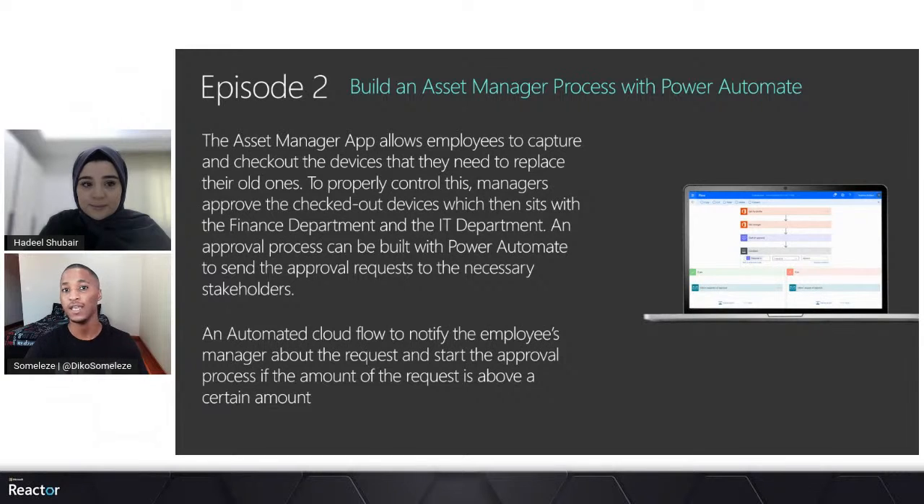An approval process can be built using Power Automate to send an approval request to the necessary stakeholders. In this case, it would be the manager or also the IT department or the finance department. In our series, we're just looking at the base level, which is the manager. So how can we best build a solution for that scenario? We can build an automated cloud flow to notify the employee's manager about the request and start the approval process if the amount of the request is above a specific amount. We touched on this a little bit within our first episode, but you actually see it in action today.